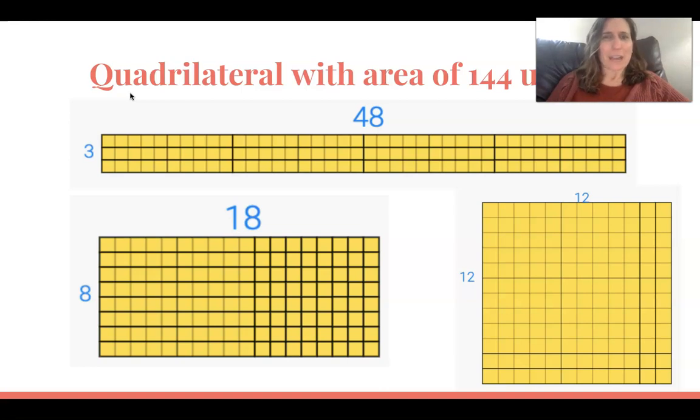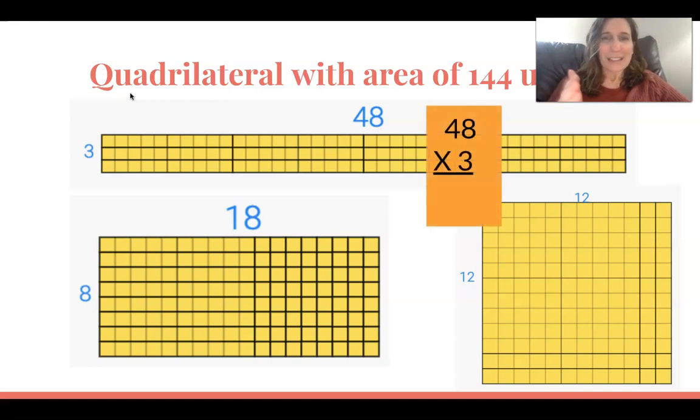Now we could lay out tiles and build it because that's what we're used to, but we also have something else in our tool belt. We have multiplication. If we know the dimensions, we can use the multiplication algorithm to solve for the area. So let's look at this first one. We would just do 48 times 3, right? We wouldn't have to lay out all those tens pieces. We could do 8 times 3 is 24, the 2 up here, and 4 times 3 is 12, plus 2 is 14. That gives us 144 square units, right?